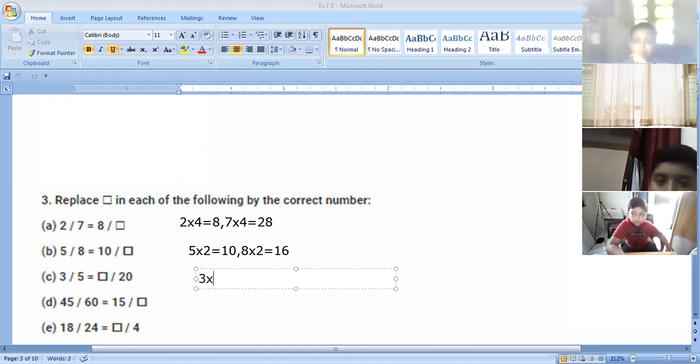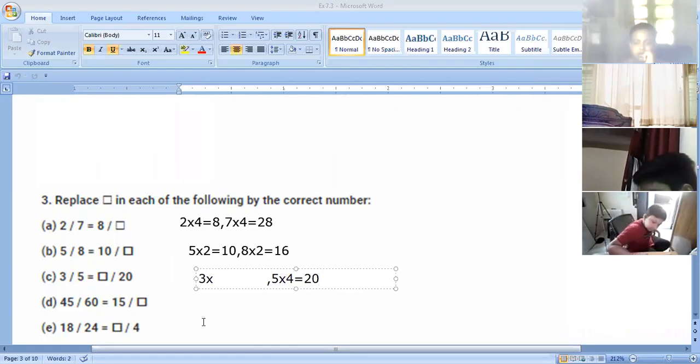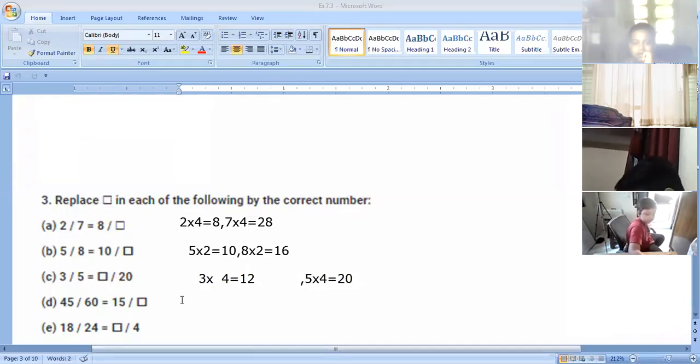3 by 5. How much is multiplied with? If you see the denominator, 5 4s are, yes, right, Kanishka, 5 4s are 20. So the numerator also will be multiplied with 4. 3 4s are 12. So in the box you will be writing 12 by 20. 12. That's right, Charvi, correct answer. Absolutely right, beta. Very good. Let's do the next one.